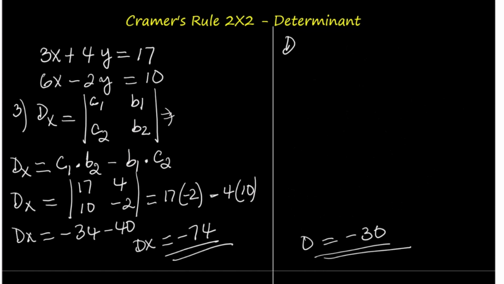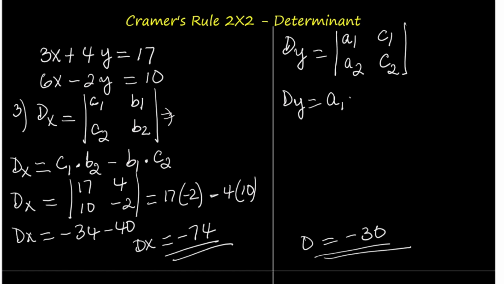Now let's calculate Dy. We replace the y column with the constants c1 and c2 and keep the x column the same. To evaluate Dy, we use the determinant formula. Dy equals a1 times c2 minus c1 times a2.